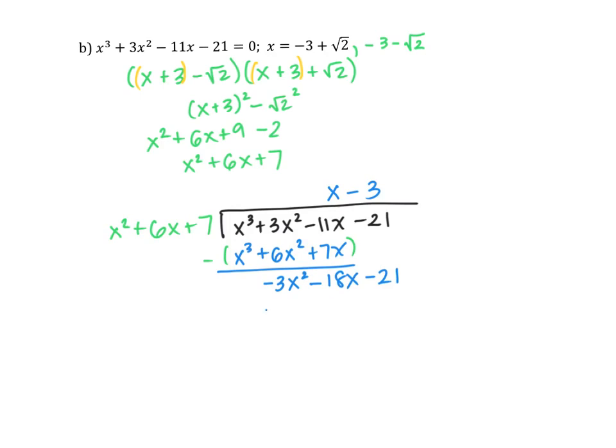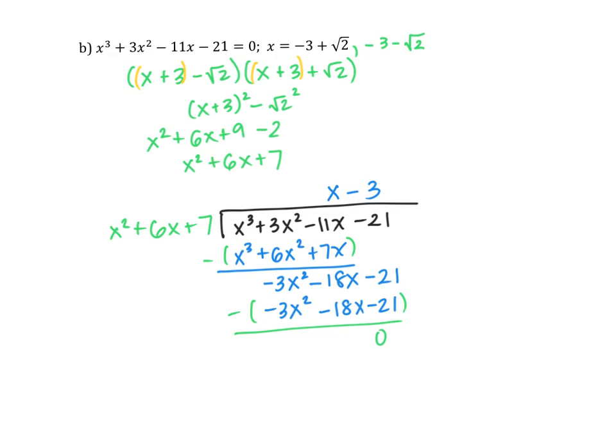Distribute minus 3x squared minus 18x minus 21. Okay, and then remember I'm subtracting. Okay, cancels, cancels, cancels. Good. Remainder of 0 is a good sign because I'm trying to get the zeros. So if I divide out the zeros, I should get a 0.